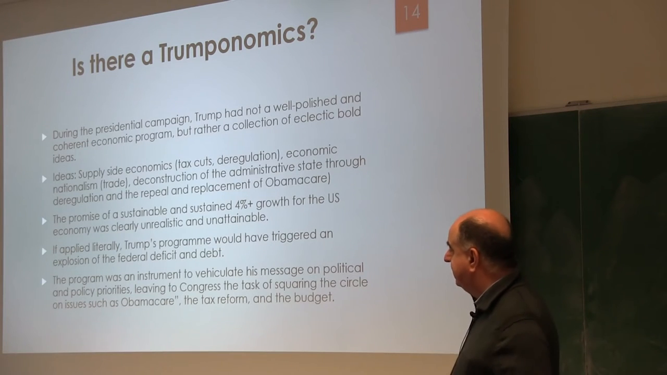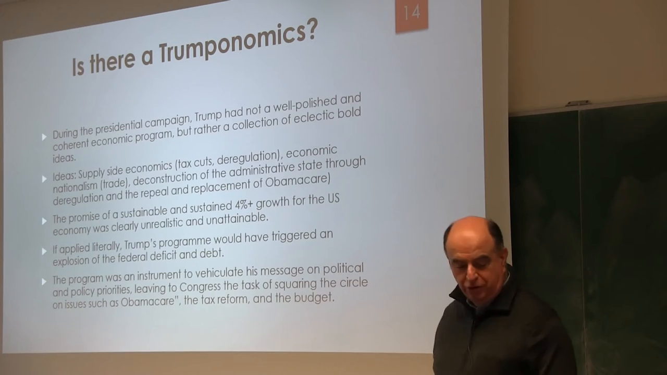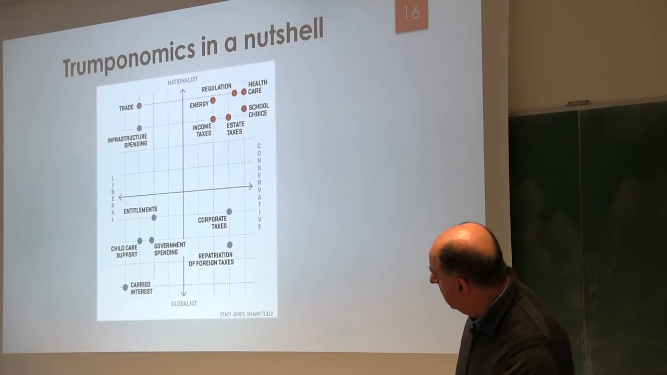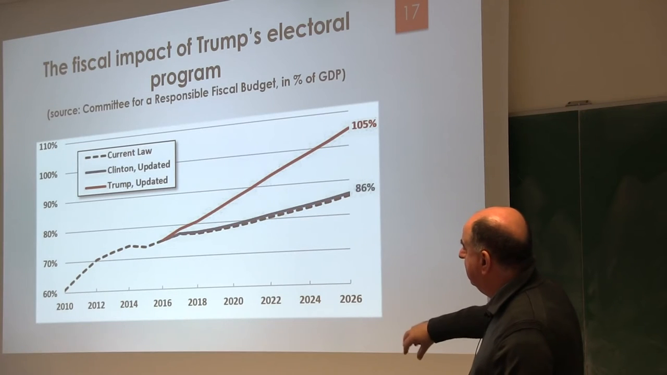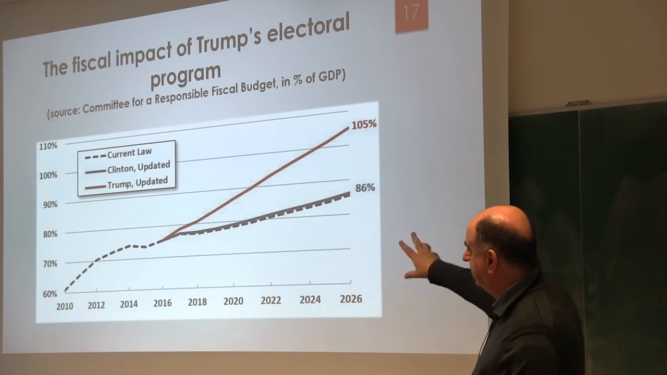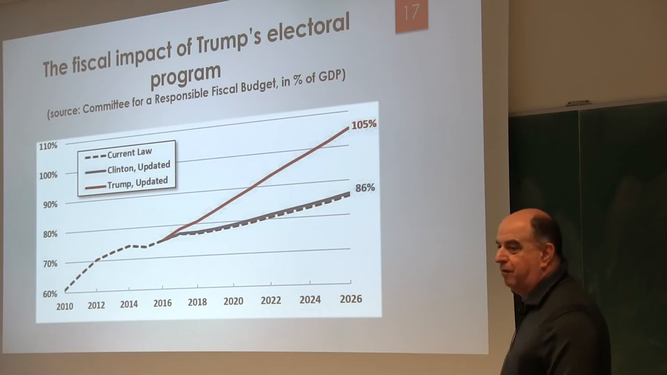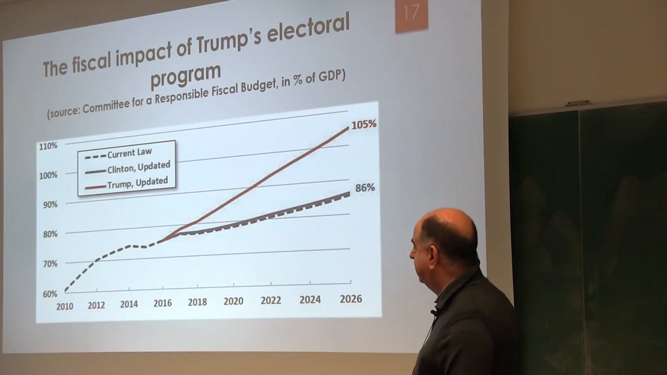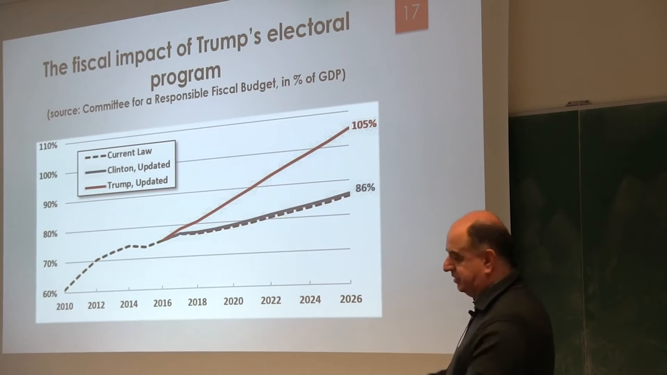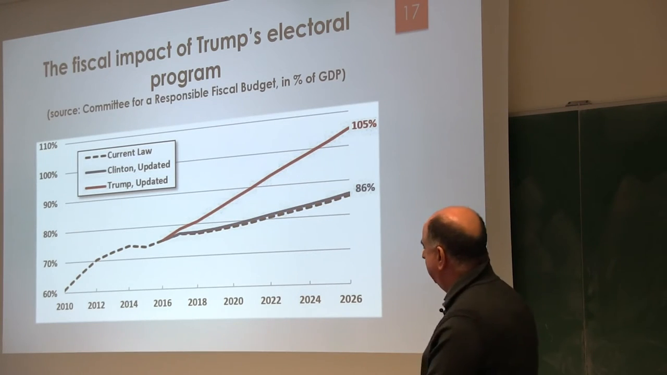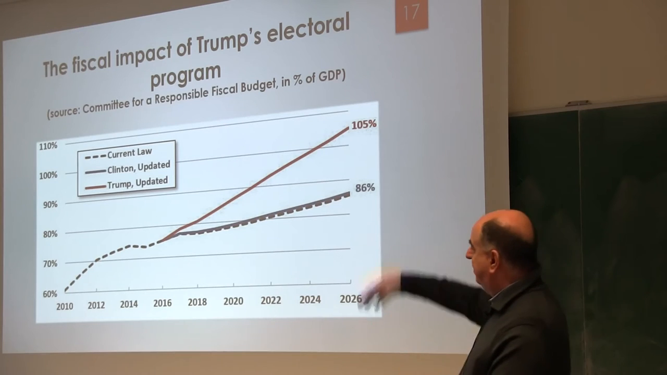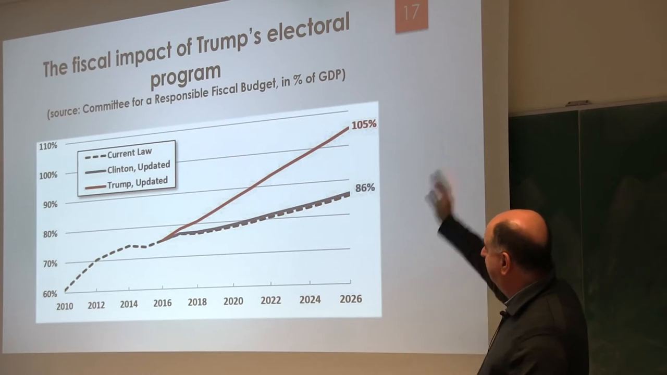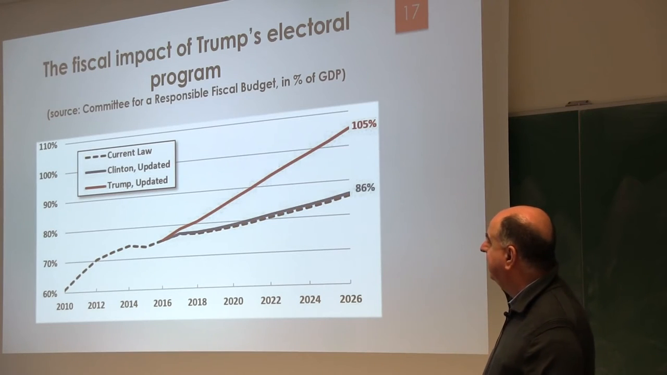And if applied literally, and we'll see, the Trump program would have triggered an explosion of the federal deficit and debt. I can show you. This was a calculation that the Committee for a Responsible Federal Budget made on the basis of what candidate Clinton and candidate Trump were promising. You can see that candidate Clinton's proposals were very fiscally responsible, and probably for that were also very unexciting, while the proposals of President Trump would have caused an explosion of the federal deficit and the federal debt, but that made them quite attractive for a number of voters.